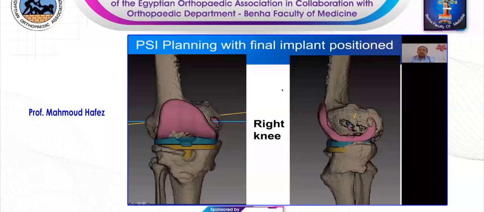So you can change anything that you find is not right. Whatever you bought here in the implant, you will never get something like normal, but at least your aim is to maintain the alignment and also get the proper soft tissue balance.